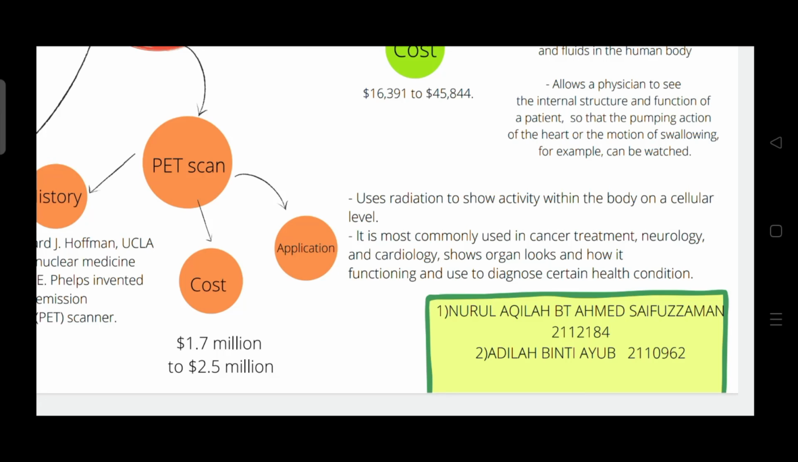It is used to diagnose certain health conditions, to plan treatment, to find out how an existing condition is developing, and to see how effective a treatment is.